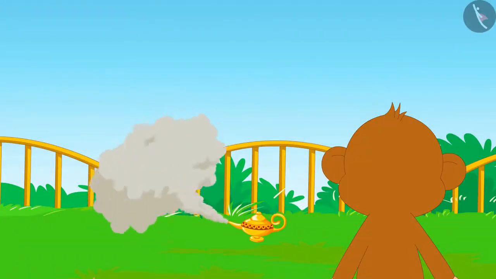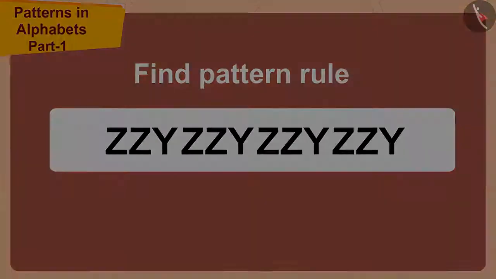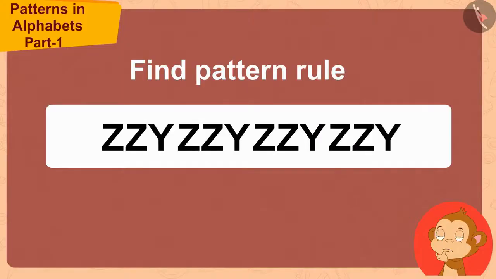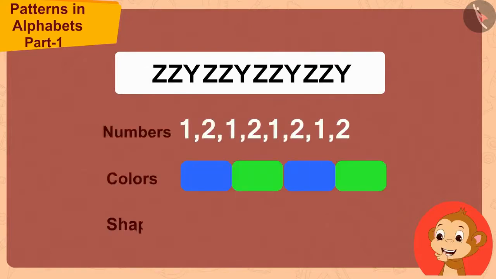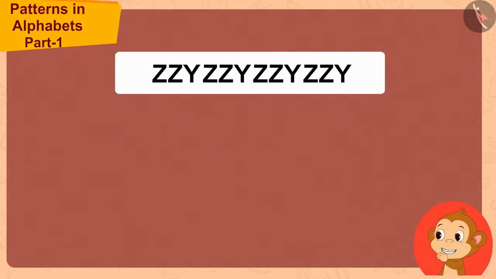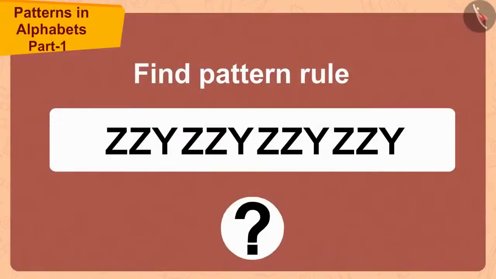As you wish, my lord. Saying this, the genie showed Babban such a pattern. Babban was baffled for a while. I have seen patterns made of numbers, colors and shapes, but in this pattern, I can see only the letters. Children, have you seen such a pattern before?